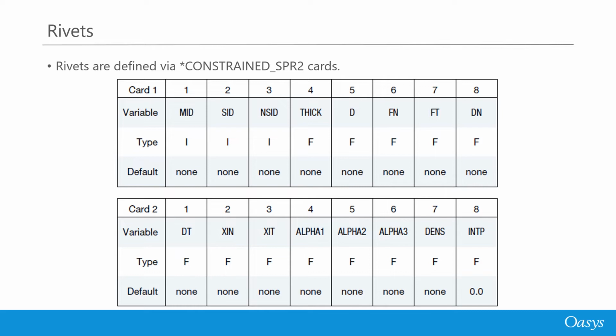Because of these differences between rivets and other connection types, the connection tool for rivets is similar to, but not exactly the same as, that for the other connection types. I will now explain the similarities and necessary differences.